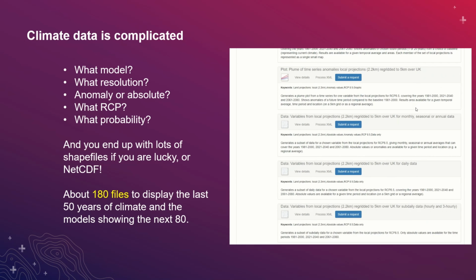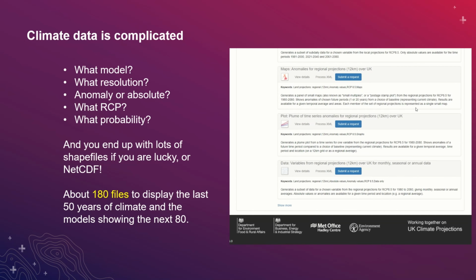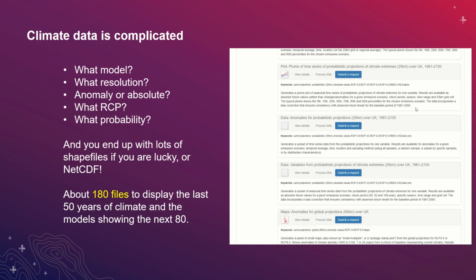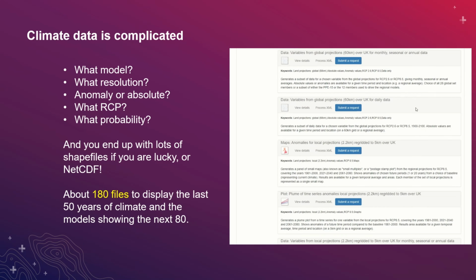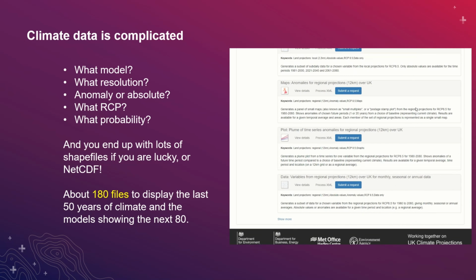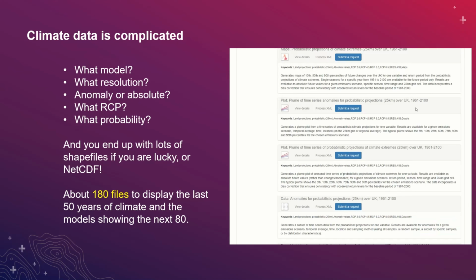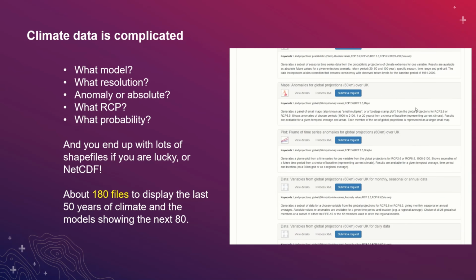You need to understand climate models. You need to understand the resolution that those models have been modeled at. You need to understand differences like anomaly and absolute, what RCPs are, and what probabilistic run you want of each model. Once you've understood what you actually need, you can then start downloading the data.